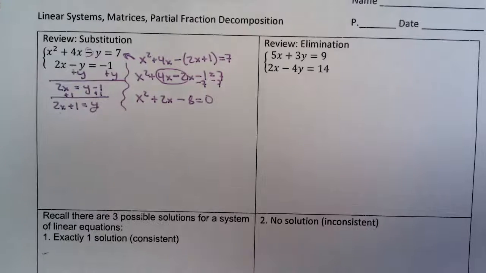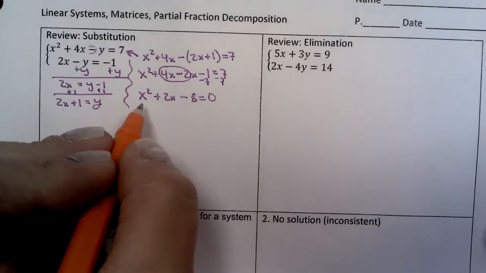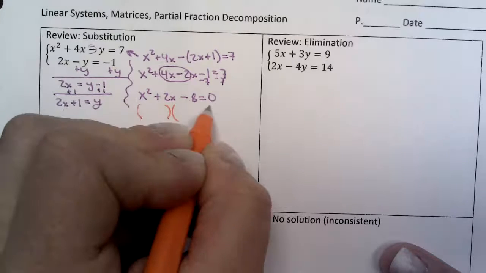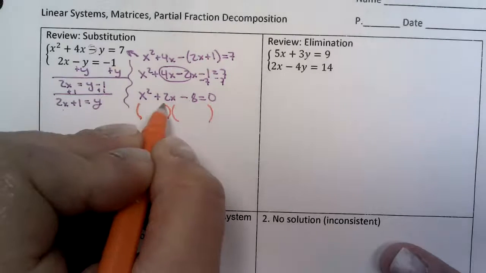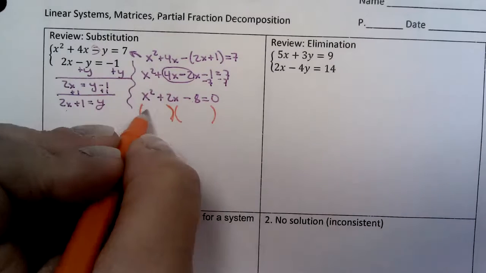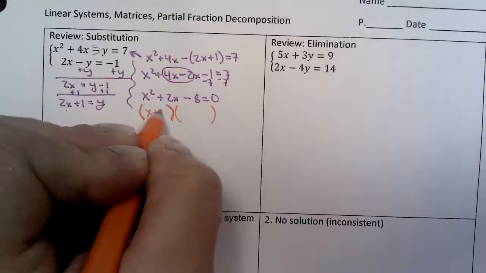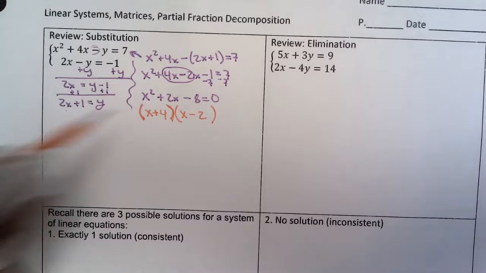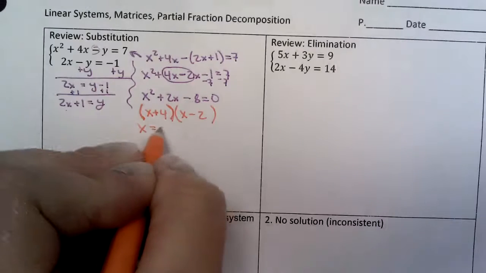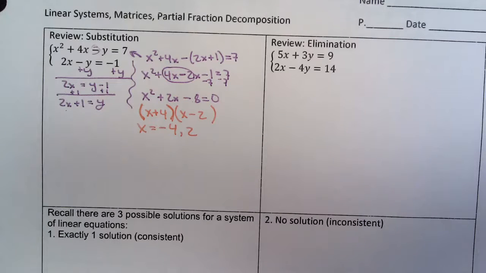Okay, so now to solve this, we're going to go on ahead and factor. So negative 8 and 2, and you can use your A times C method. You use whatever method you are used to using, of course. So I know that that is going to be a positive 4 and a negative 2. So now I'm going to solve those, and I get x equals negative 4 or positive 2.